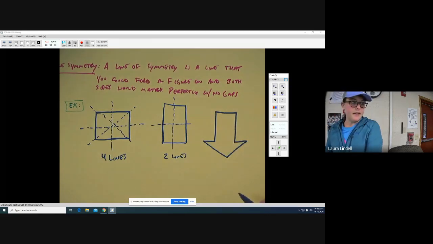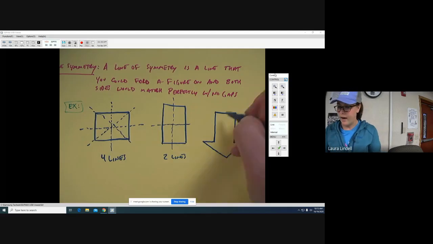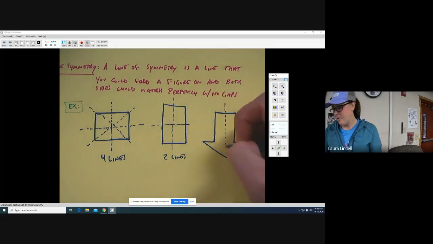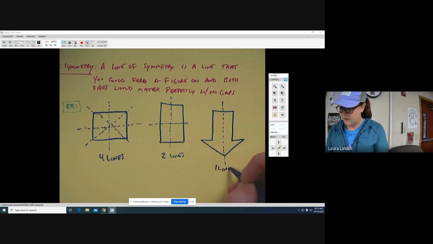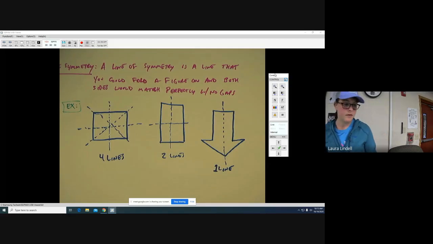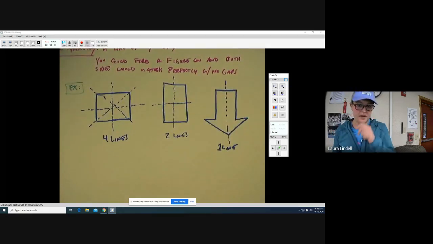Or some shapes like this might only have 1 line of symmetry. Like if I've got an arrow, my only line of symmetry is down through the point. We'll do another couple of shapes.